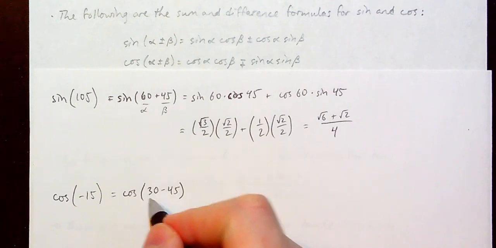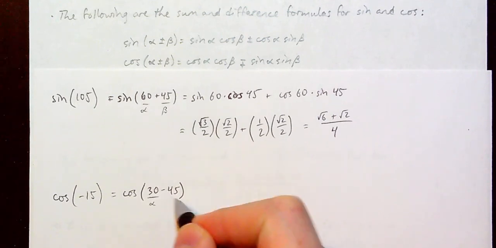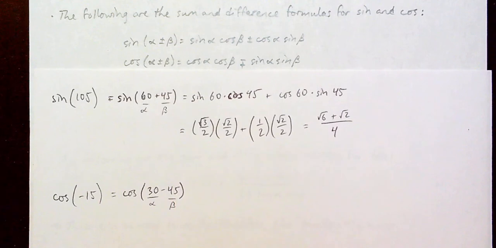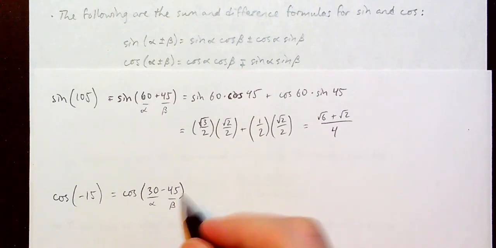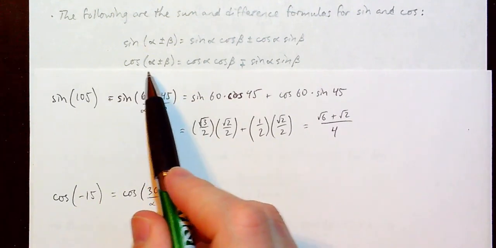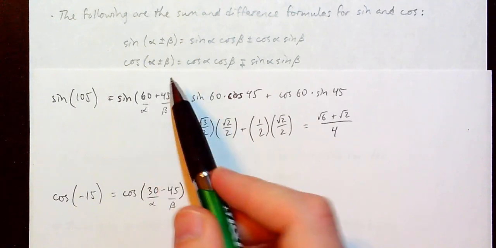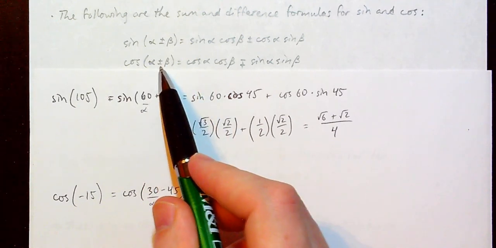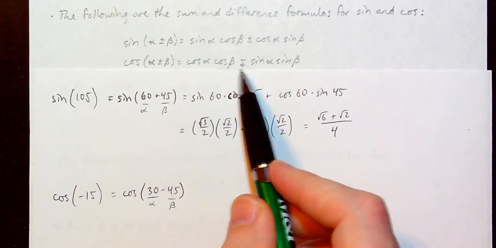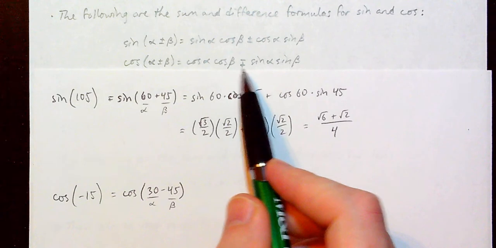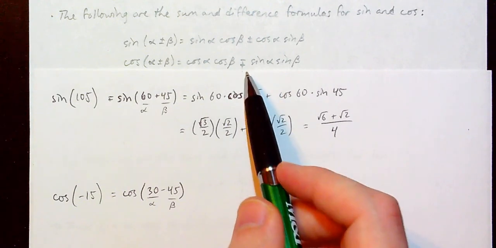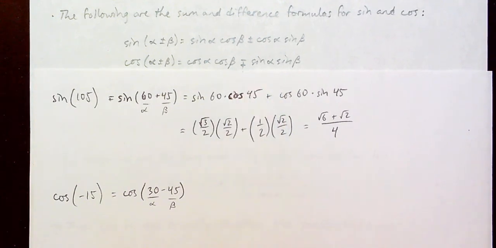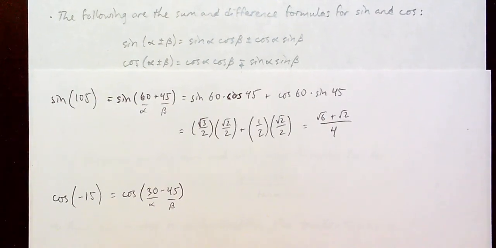So this is my alpha, 30. 45 is my beta. Now looking at the formula for the difference in cosine, the minus here is on the bottom. So we're using the symbol that's on the bottom on the right-hand side. And what's on the bottom is a plus. So plus is being used here, not minus. That's a key difference you have to keep in mind between the formulas using sine and the formulas using cosine.